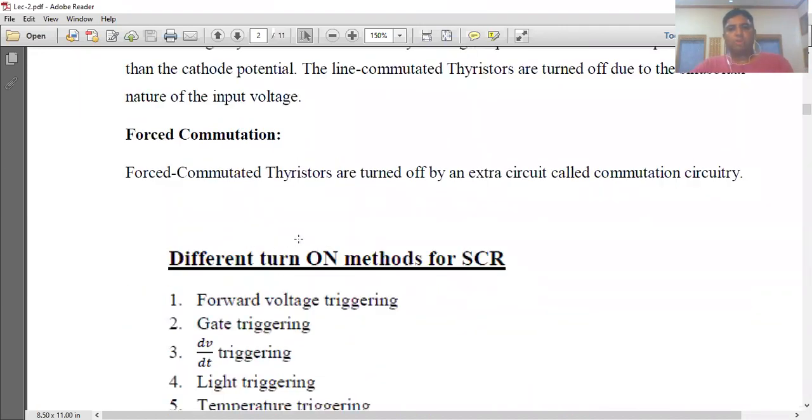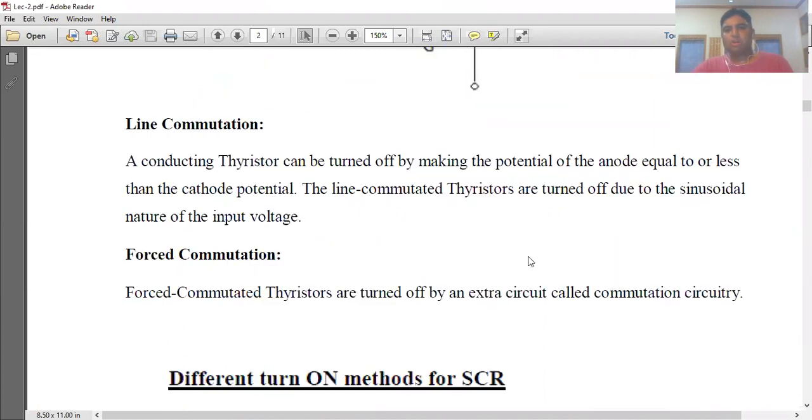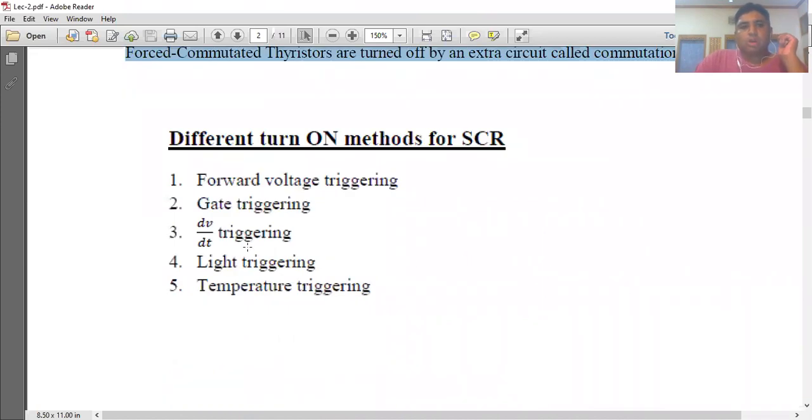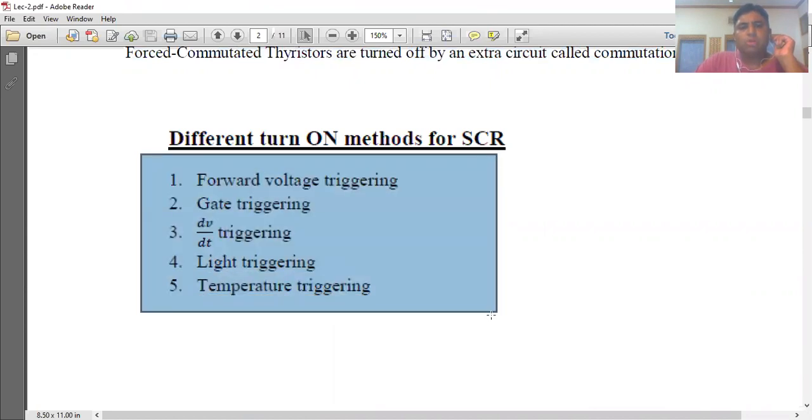Okay, force commutation. What is force commutation? Force commutated thyristors are turned off by an extra circuit called commutation circuitry. We will use some external circuit to turn off a thyristor. So in force commutation, there is no natural commutation like the sine waveform. We will use some external circuitry specially designed to turn a thyristor off. Okay, what are the 5 turn-on methods of an SCR? These are the 5 methods used to turn on an SCR or thyristor: forward voltage triggering, gate triggering, dV by dt (rate of change of voltage) triggering, light triggering, or temperature triggering.